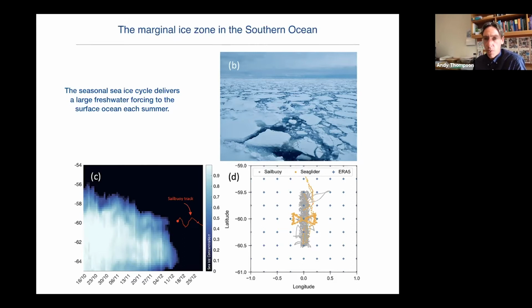This picture in B is what that area looked like only a few days, maybe almost a week, before we put the gliders in. And what we had in the water were two different platforms. The Seaglider that I showed on the previous slide, doing this butterfly or bow tie pattern that you see in the bottom right, and then also a Saildrone, an autonomous surface vehicle. And so we had high resolution meteorological data at the surface, along with the in situ measurements from the glider itself.